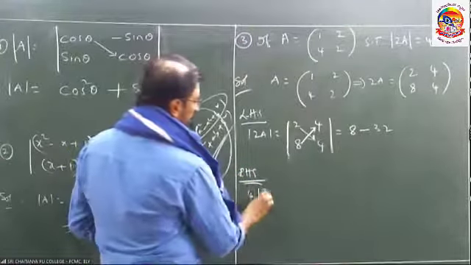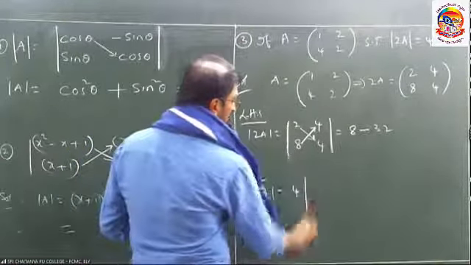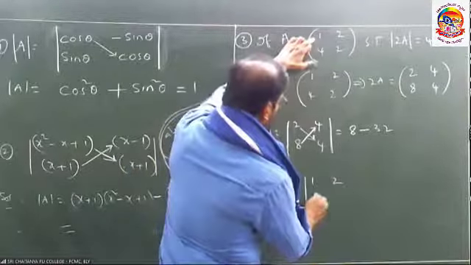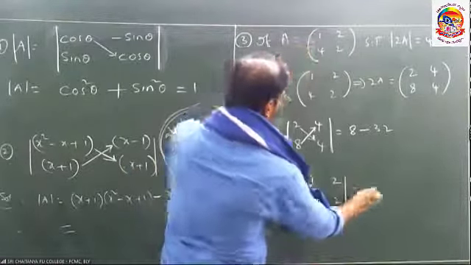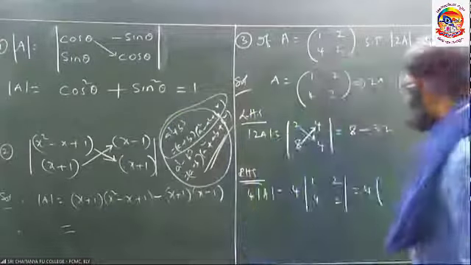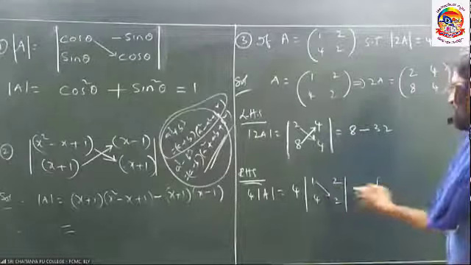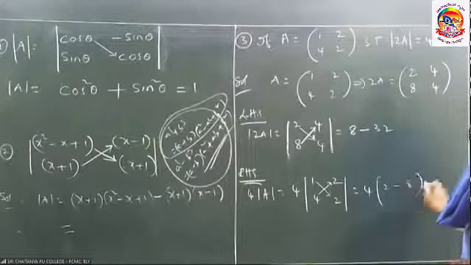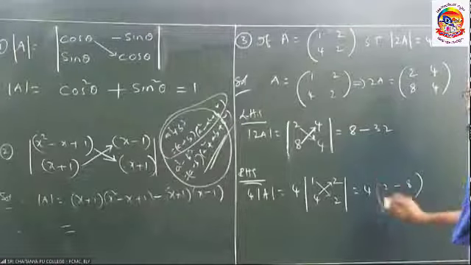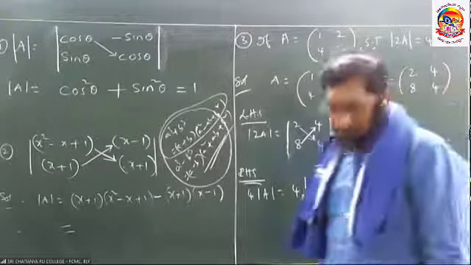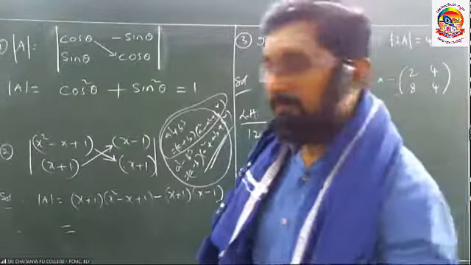And RHS: 4 into det A is equal to 4 into the det A value, 1, 2, 4, 2, is equal to 4 into AD minus BC. Simplify that and those two should be equal. Hope you got this.